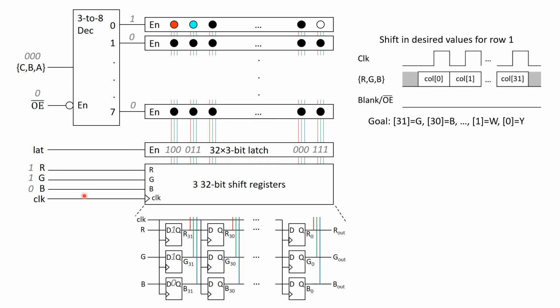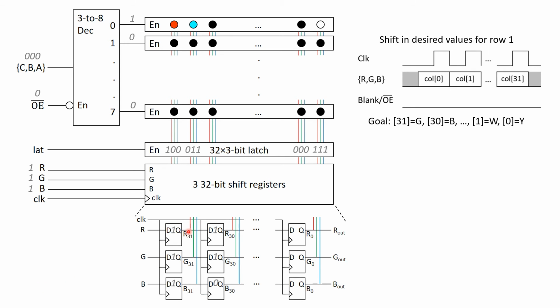And then we look, the next thing that we want to shift in for the first pixel eventually is white, which means we want all of the input bits to be 1. So we set R, G, and B to 1. We then pulse the clock signal again. This causes those 1 values to shift in and our other values to shift over.